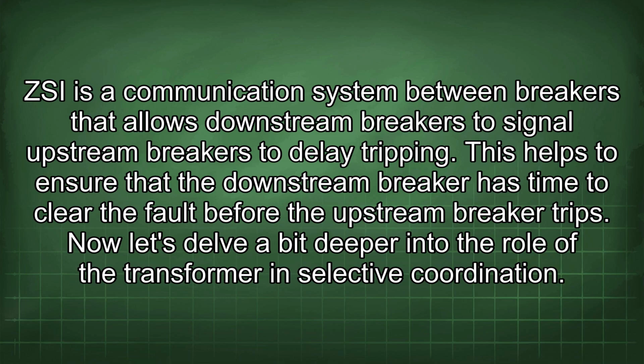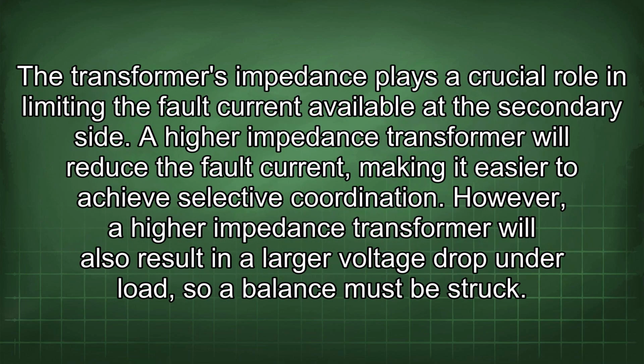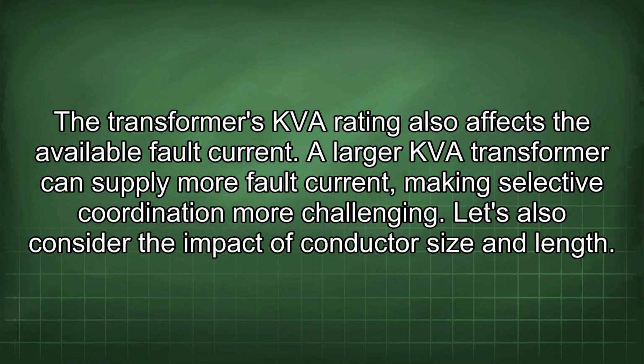Now let's delve a bit deeper into the role of the transformer in selective coordination. The transformer's impedance plays a crucial role in limiting the fault current available at the secondary side. A higher impedance transformer will reduce the fault current, making it easier to achieve selective coordination. However, a higher impedance transformer will also result in a larger voltage drop under load, so a balance must be struck. The transformer's kVA rating also affects the available fault current. A larger kVA transformer can supply more fault current, making selective coordination more challenging. Let's also consider the impact of conductor size and length.